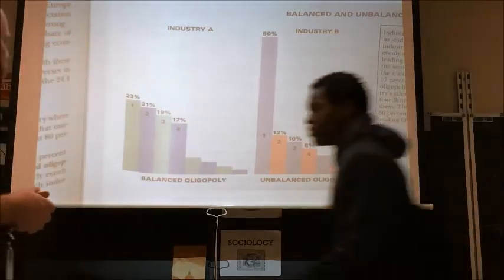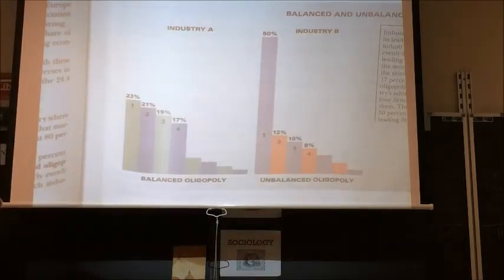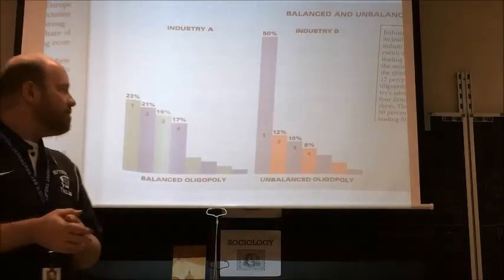Now, first of all, there's something called a balanced oligopoly, and an unbalanced oligopoly.